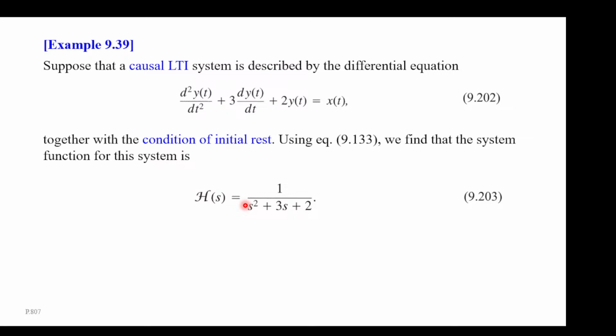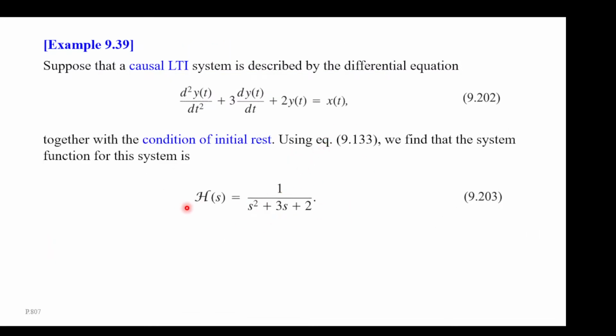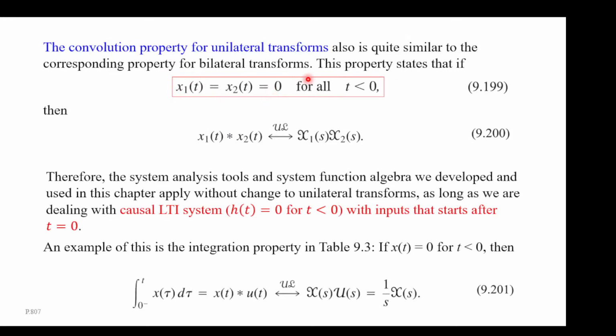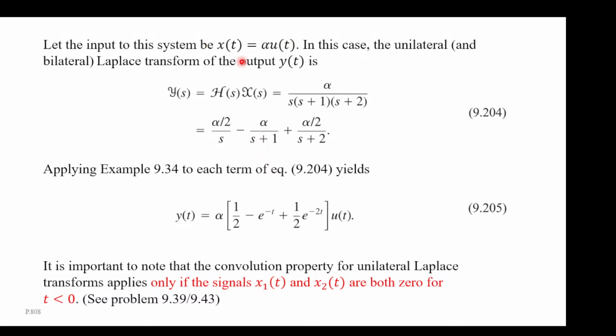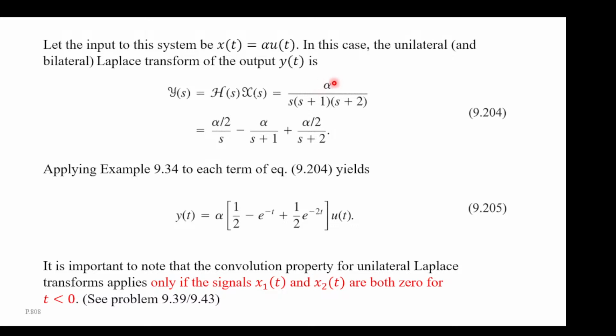And so we want to use the convolution formula to write down the output, and so now we have the input, and we have a good input. This is input x of t equal to alpha u of t, and this satisfies this condition here. Our small h of t satisfies this condition because it's initial rest and it's causal. And small x of t also satisfies this, so we can use our convolution formula to find that big Y equals big H times big X.